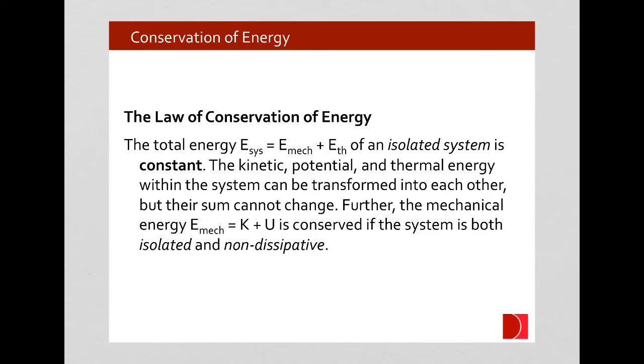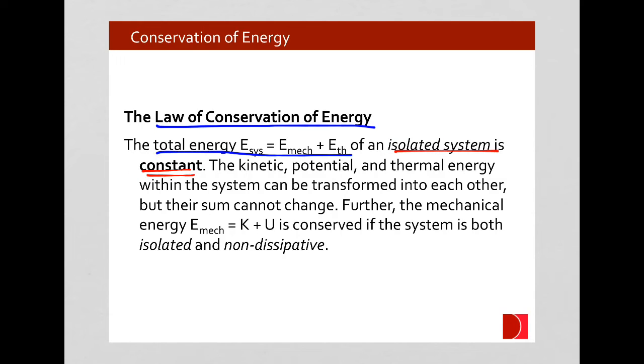When we include all of these ideas together, we come up with the conservation of energy. When we look at the total energy of a system, which is the mechanical energy of the system as well as the thermal energy of the system, we can say that if it is an isolated system, then the total energy is constant. An isolated system here means no external forces beyond gravity, spring forces, and frictional forces, all of which we've included here. The kinetic, potential, and thermal energies within the system can be transformed from one into the other, but the sum cannot change because if it's an isolated system, the total energy is constant.